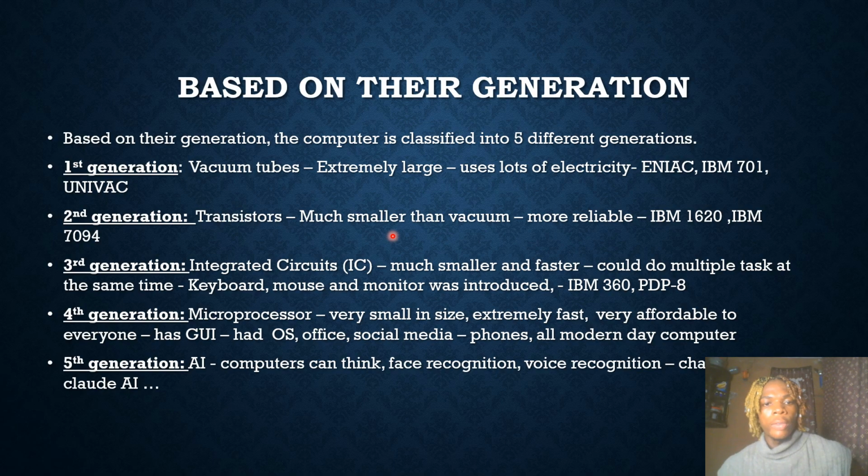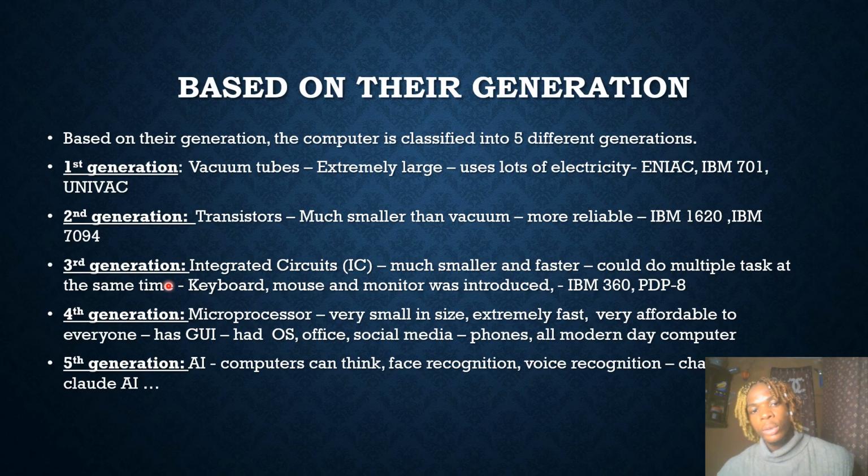The vacuum tube computer is extremely large. Because of its largeness, it uses lots of electricity. There is even a saying that the vacuum tube can actually occupy a whole room. Do you understand? The size of the vacuum tube is as big as a single room. Examples are the ENIAC, the IBM 701, and then the Univac.